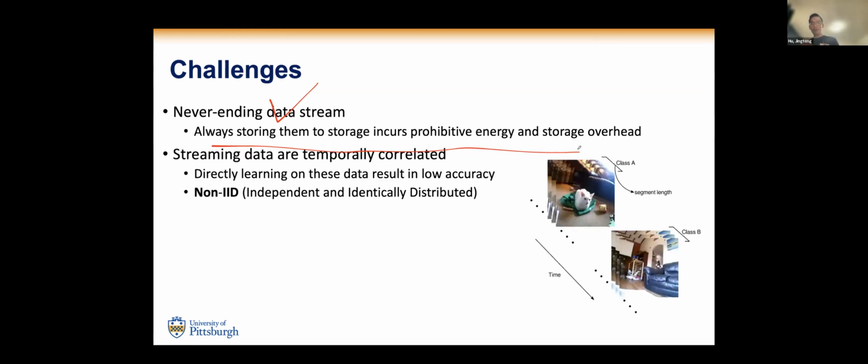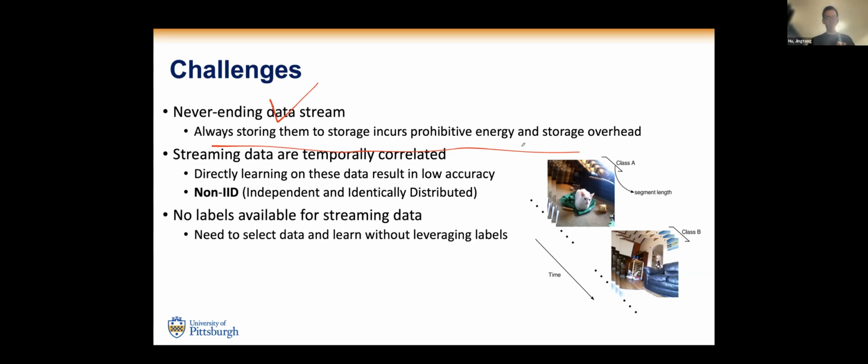Also, all the streaming data you are seeing is temporally correlated. It means that, for example, in the same 10 minutes, you are probably seeing the same thing, right? So they are not evenly balanced. They are non-IID, meaning not independent and identically distributed. There are no labels available for streaming data. So there is a need to select the data and to learn without labels.